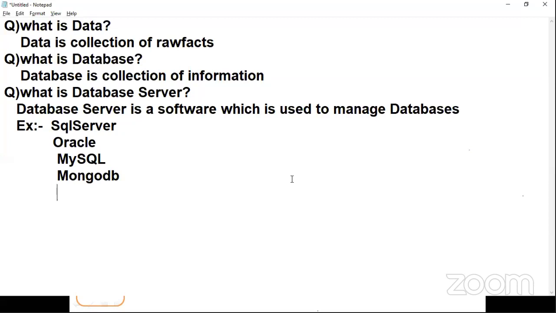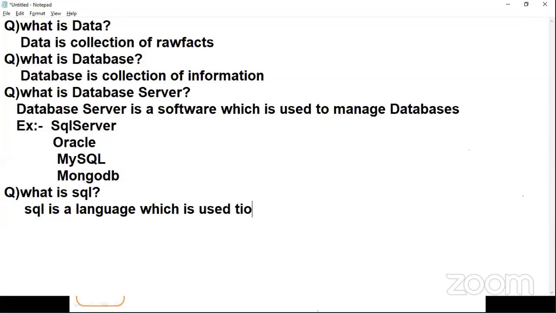Which is used to manage what? Databases. Are you following? Now here you must know what SQL is. You must have clarity about these three things. What is SQL? SQL is a language which is used to write queries to interact with databases. SQL is a language. SQL Server is a software.